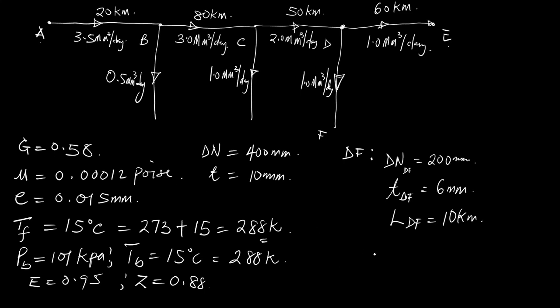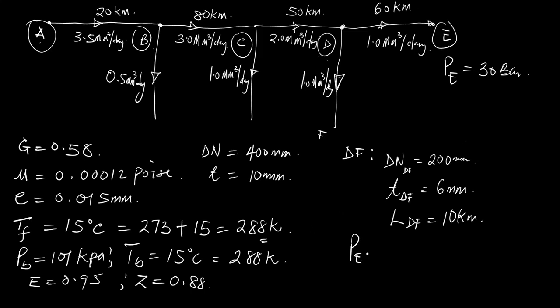And now we have gotten the length from A to B, B to C, C to D, D to E. Let me just circle these alphabets. So we are given the pressure at what? E, which is P subscript E, to be 30 bar. So P subscript E is 30 bar.